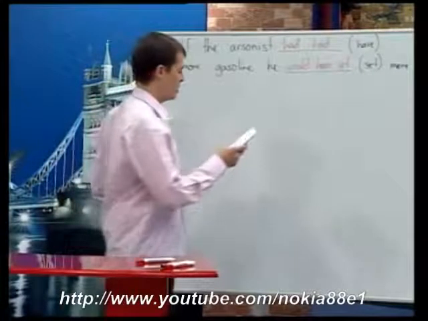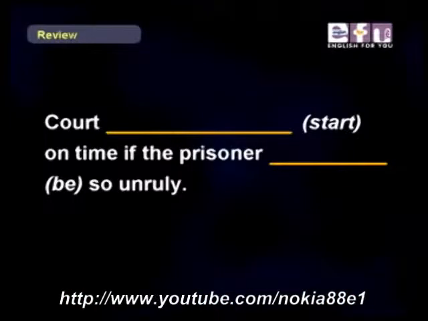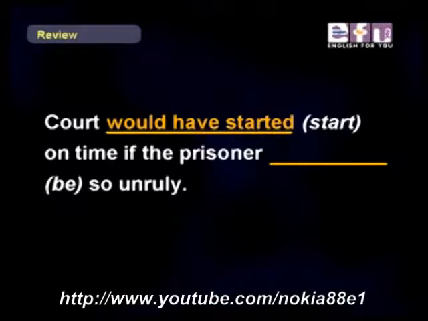Excellent. Okay. Rosa, this one's for you. Court, and the verb is start, on time, if the prisoner something, and the verb is be, so unruly. Okay, what do you think the answer is, Rosa? Court would have started on time if the prisoner hadn't been so unruly. Good. Court would have started on time if the prisoner hadn't been so unruly.